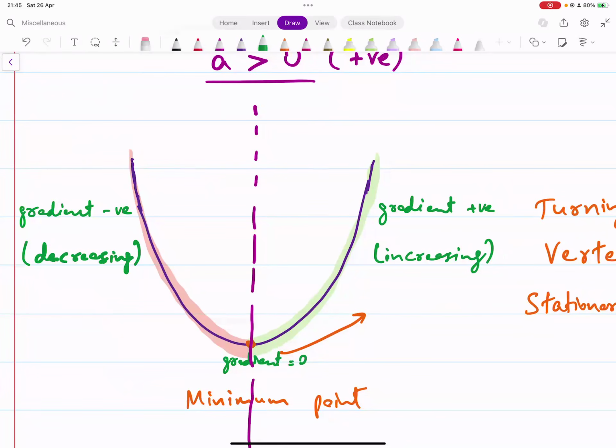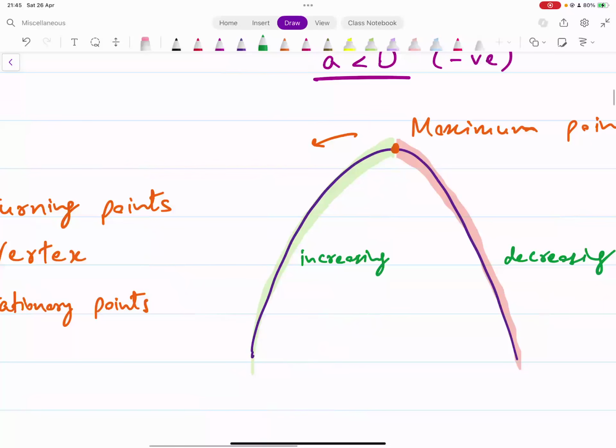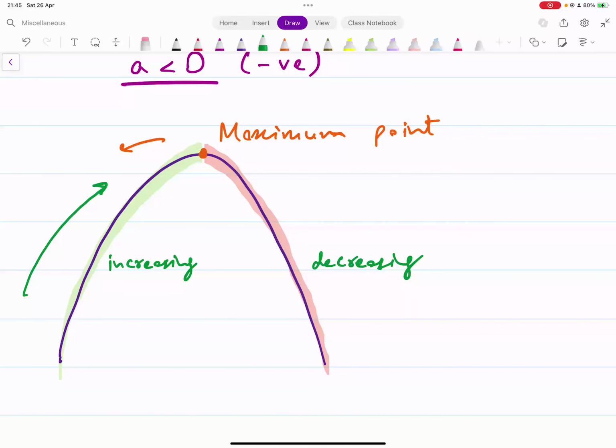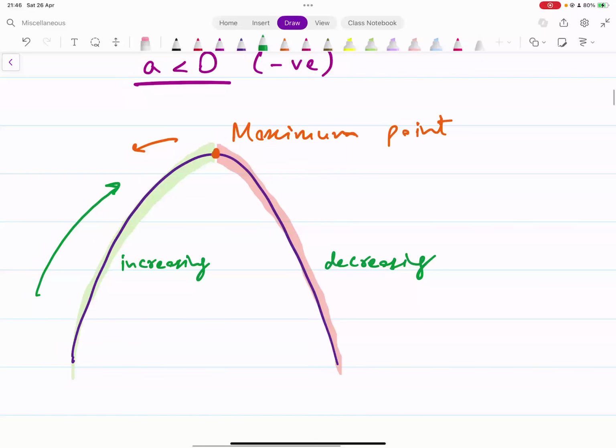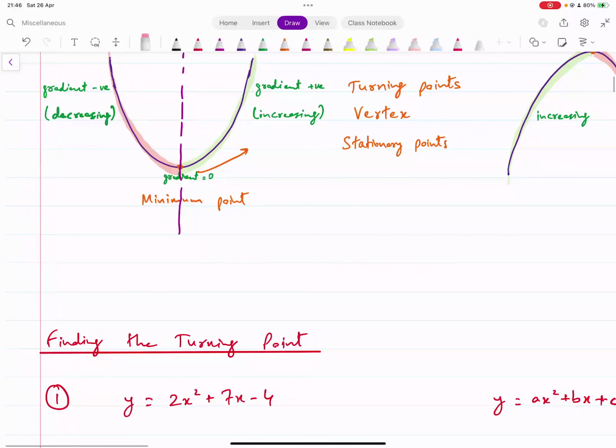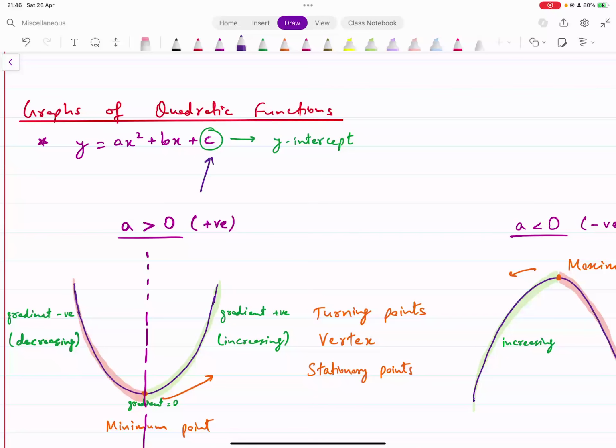For the other curve, on the left side, the graph is going upwards, so the gradient is positive. On this side, the curve is increasing. On the right side, when it's going down, the curve is decreasing because the gradient is negative on that side. So you need to know about these properties of these graphs. Also, this constant that you have here, the C, that is the y-intercept of this graph. That's true for all polynomials, for cubic as well. Whatever is the constant value, that's the y-intercept of the graph.